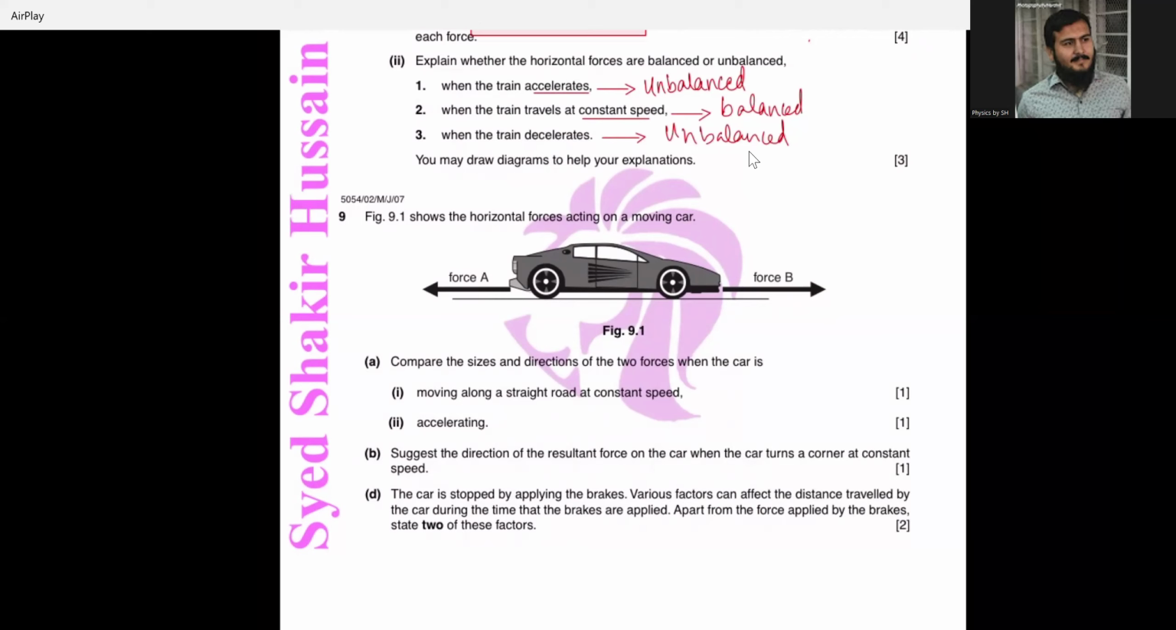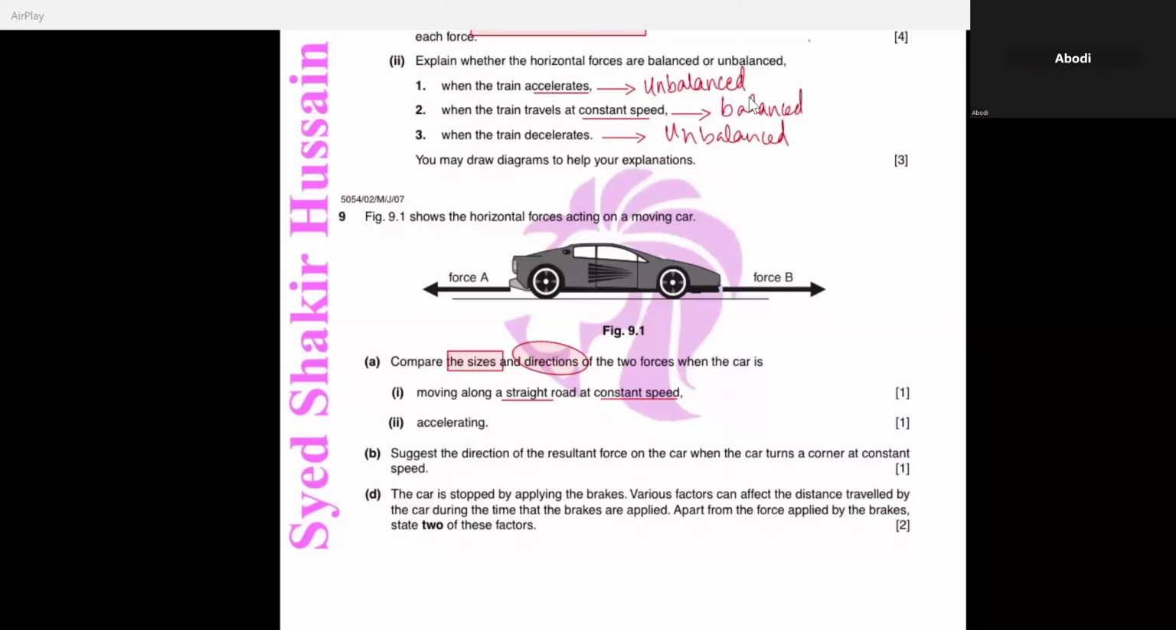All right. The figure shows the horizontal forces acting on a moving car. Compare the size and the direction of the two forces when the car is moving along a straight line at constant speed. The force A acts to the left and force B acts to the right.